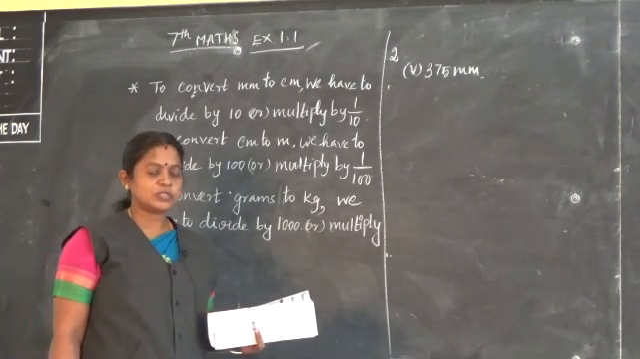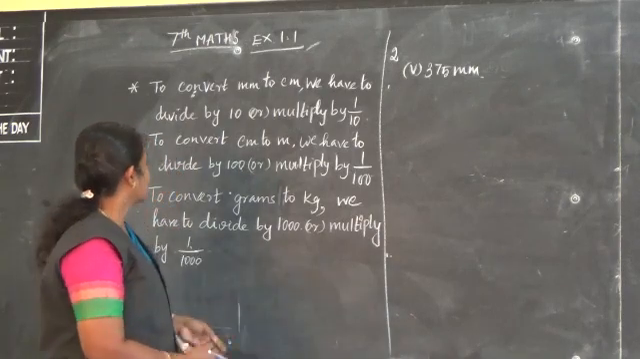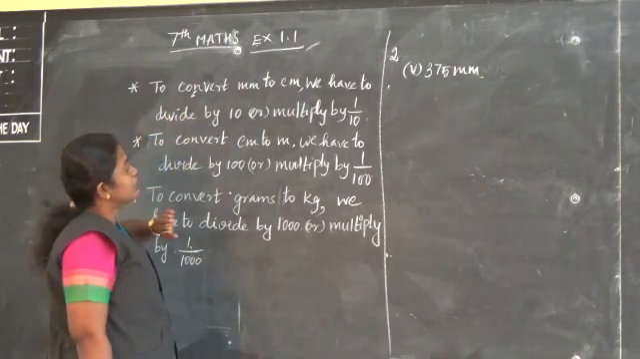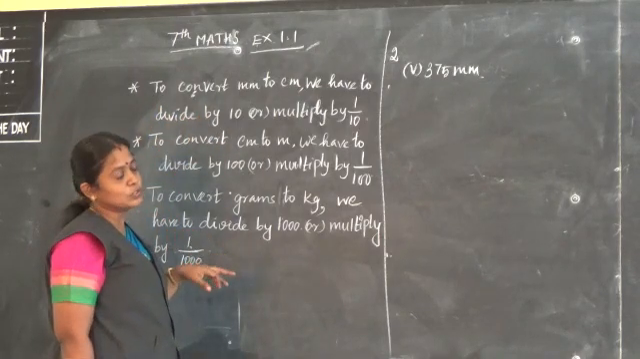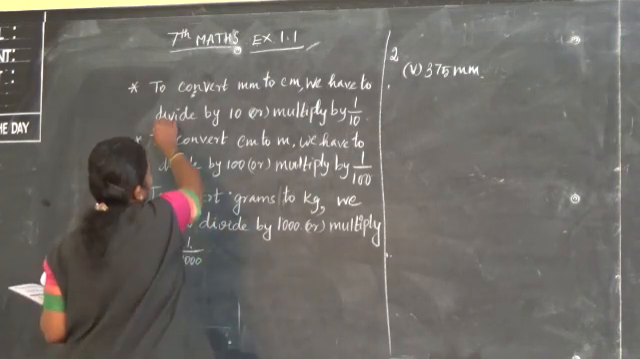Today I am continuing exercise 1.1, second Roman. Before that we recall a few terms. To convert millimeter to centimeter, what do we have to do? We have to divide by 10 or multiply by 1 by 10.